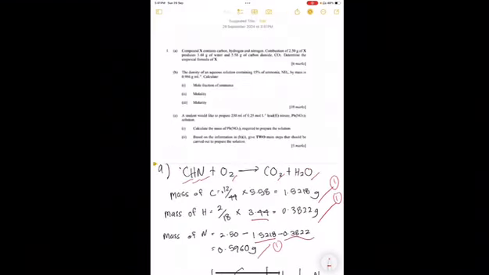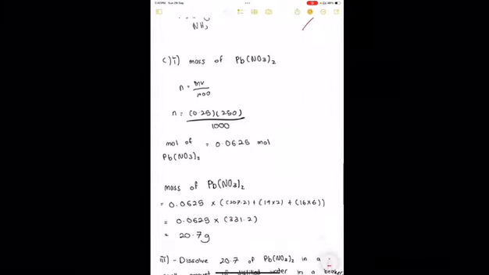So the last question, C. A student would like to prepare 250 ml of 0.25 mol L negative 1 lead(II) nitrate, Pb(NO3)2, solution. 1. Calculate the mass of Pb(NO3)2 required to prepare the solution. 2. Based on the information in B1, give two main steps that should be carried out to prepare the solution. Okay, so back to the question.